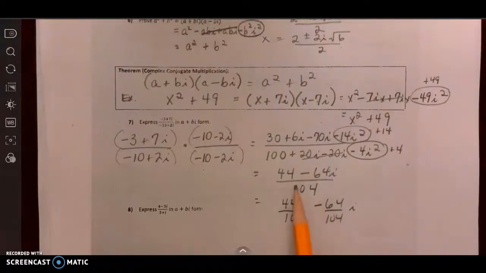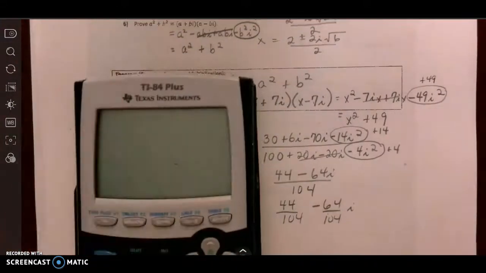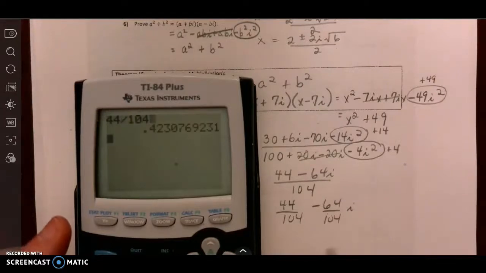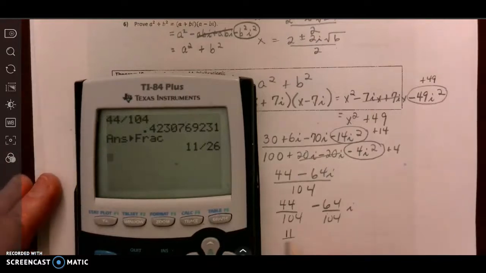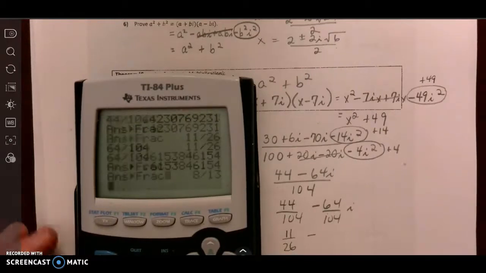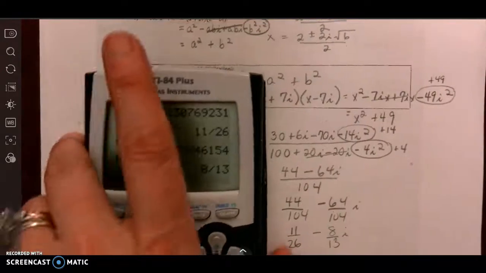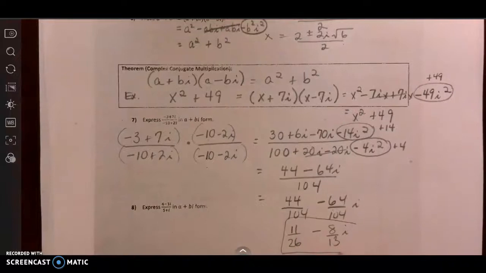So when I get to this step and I separate it, now I need to reduce my fractions. So I'm going to do 44 over 104. And math, enter, enter, and I get 11/26. And then I'll do 64 over 104. Math, enter, enter, and I get minus 8/13 i. So there's my final answer as a complex number in a plus bi form.